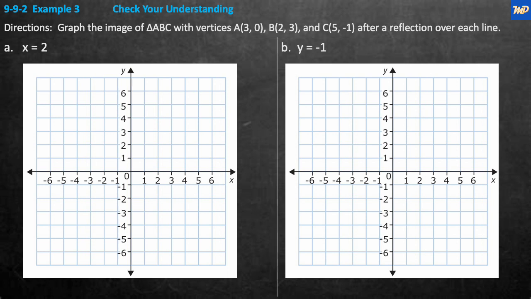Okay, so let's start with the first one. They're both the same. So we're starting with x equals 2. And x equals 2 means that the line we're flipping over is this line here.